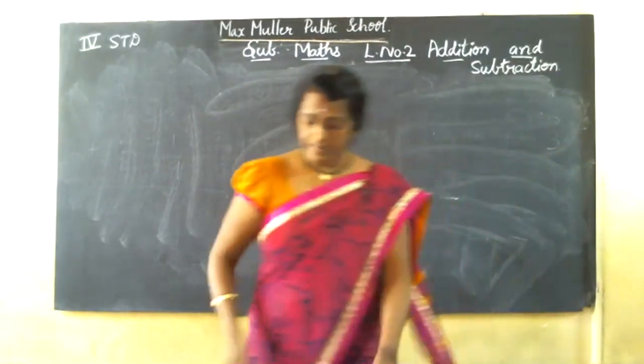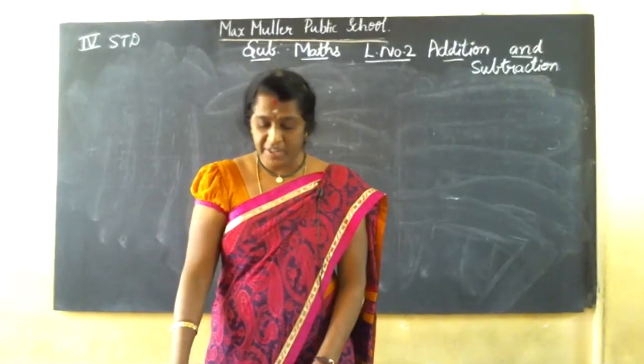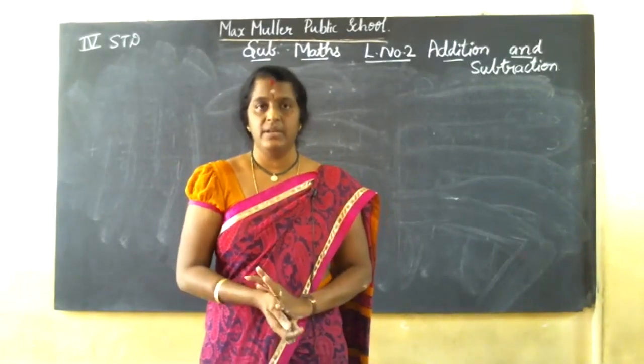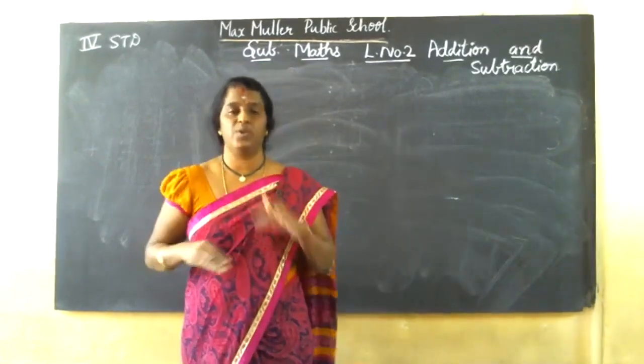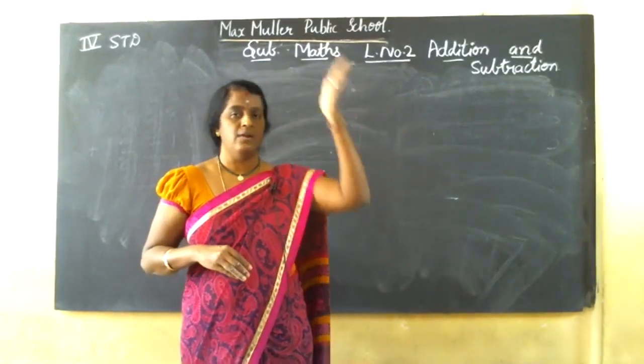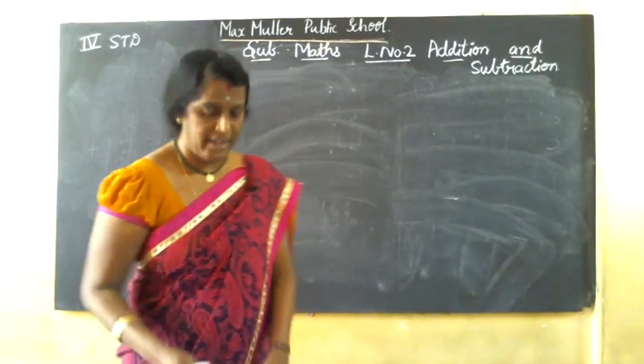Yes, second main. Add the following. Write them in vertical column first. I told you, horizontal means sleeping line, vertical means standing line. So how are they given? I'll write the first one.